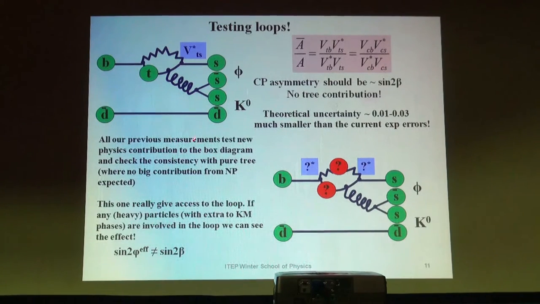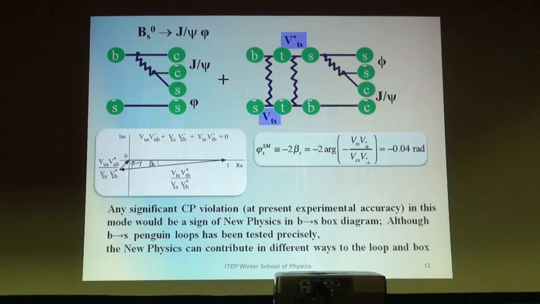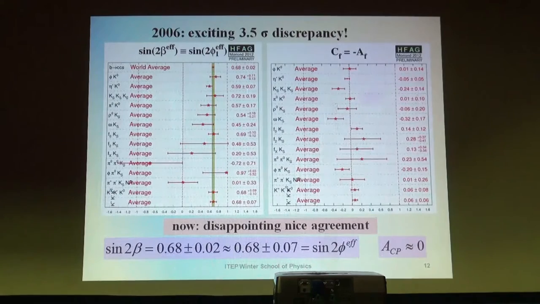So it means that from this final state, we can measure the same sin 2 beta, like we do in J/psi K short. And they should be equal. If they are not equal, it means that some new physics contributes to this loop. It can be supersymmetry or something else. Let's look at what we have in the data. These are many final states which we measured. And this is the average of BaBar and Belle results. This is indirect CP asymmetry, this is direct CP asymmetry. It should be exactly zero if there is just one diagram. If there are two diagrams, it can be not zero.